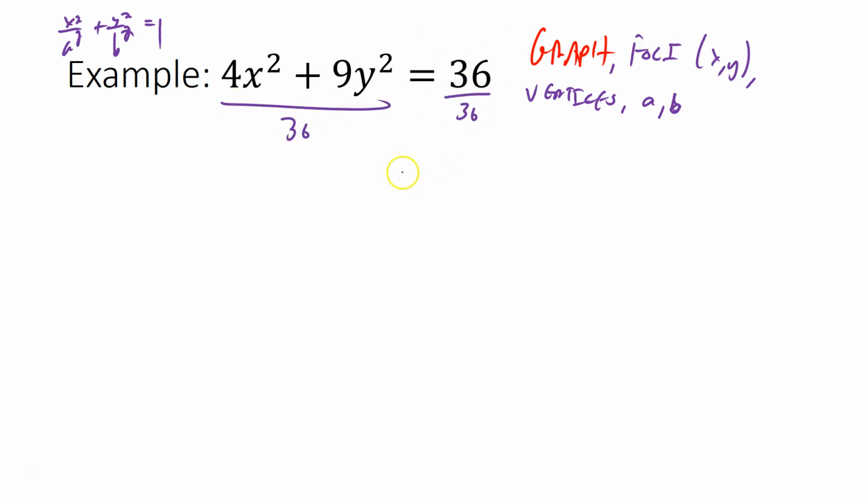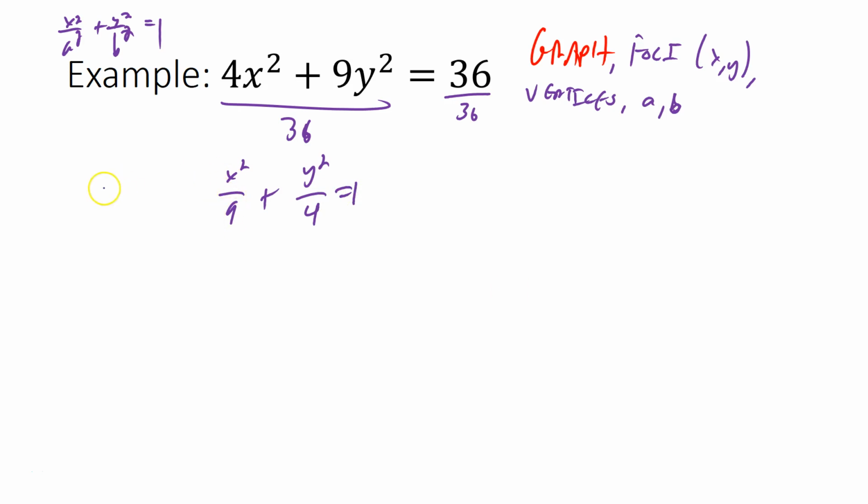If we do that, then on the right side we have 1. On the left side, 4 over 36 is x squared over 9, right? Just divide them both by 4. And then 9 over 36 is y squared over 4. People always ask me, do they just switch? And usually yes, but sometimes you'll have a situation where they don't, so don't just assume that they're going to switch. So you have x squared over 9 plus y squared over 4 is equal to 1. So now we can get our a and b values.